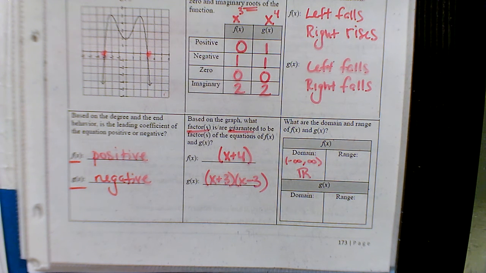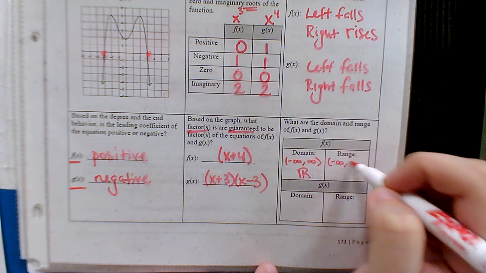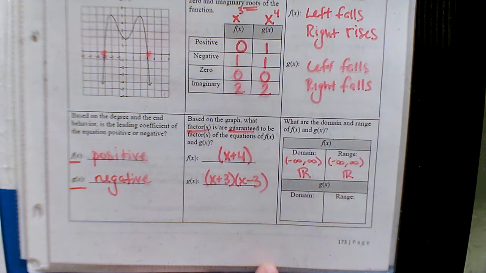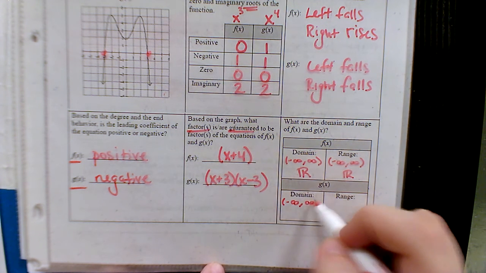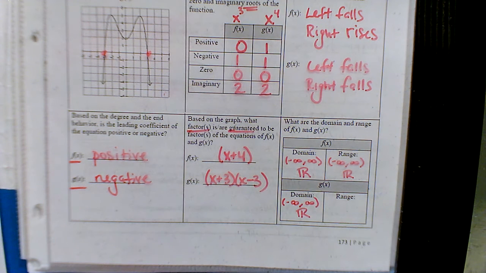Dragging your pencil. Good, Maddie? Same thing. All right, looks good. What about g of x? Drag your pencil left to right for the domain. Good, Maddie? Same thing. All right, range, low to high. Good, Marie?